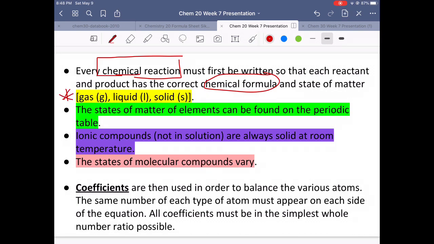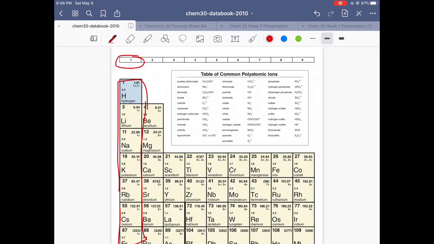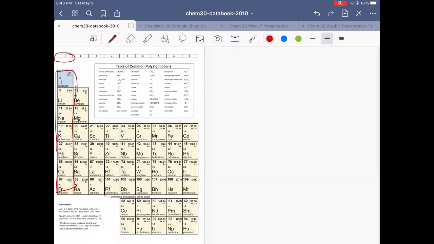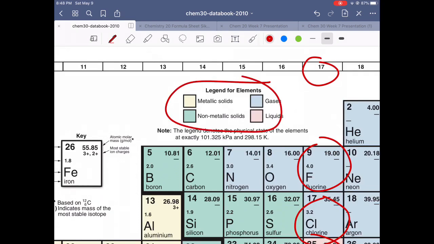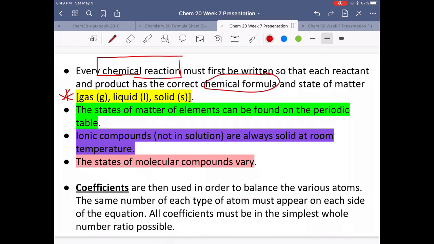So for our elements, of course, solid, liquid, or gas, you can see this right on here. So if you look at this, there's that little cheat sheet that is right here, right? So look at the colors to help you. It shows you on the periodic table if it's a solid, if it's a gas, or it's a liquid. Use that to guide you, please, right? They are on the periodic table.